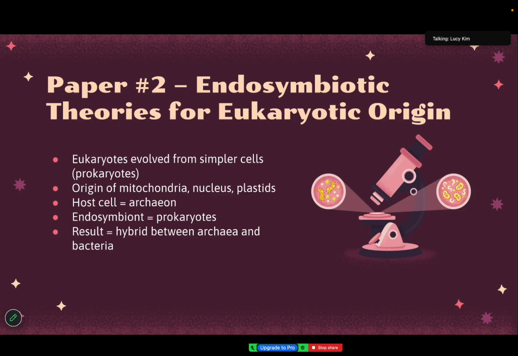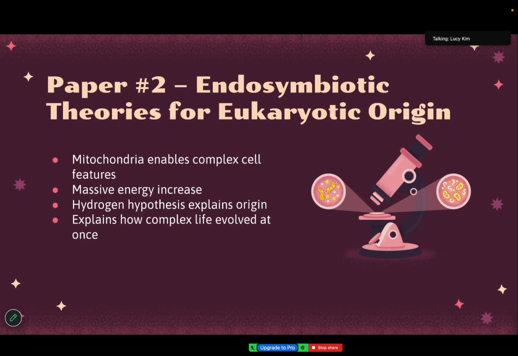They compare many different theories, but the main one emphasizes that the particular symbiotic relationship between the archaeal host and the mitochondrial bacteria was a foundation of eukaryotic life. The main takeaway is that the mitochondria was essential for the evolution of complex cells that we see today. They provide an incredible increase in available energy for each cell, which allowed them to develop features such as a nucleus and internal compartmentalization. The paper highlights the hydrogen hypothesis.